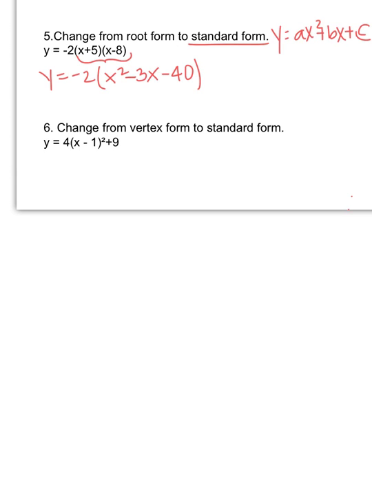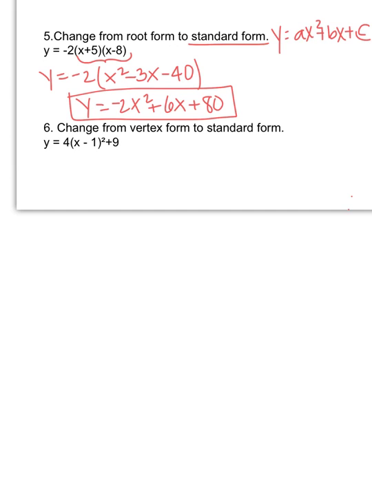Okay, so from here we are distributing. So y equals -2x squared plus 6x plus 80. So there is our standard form. Okay, so if you're going from root form to standard form, you're just multiplying everything together. It doesn't matter the order that you multiply them.